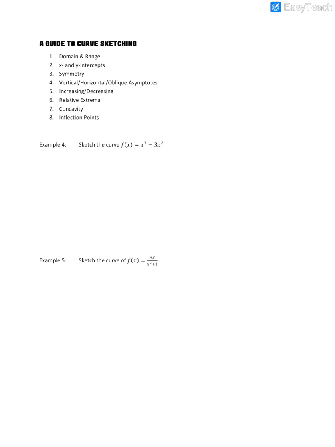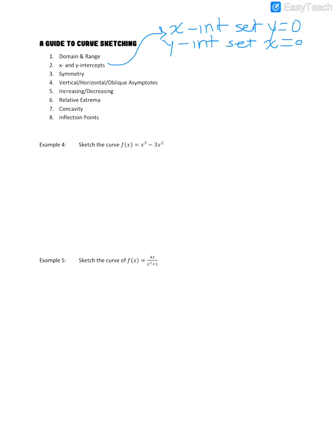Number one, we want to think about our domain and range. That comes into play a lot if you have a radical or something like that. Number two, we want to find our x and y intercepts. Remember how to do that: for our x-intercepts, we set y equal to 0, and for our y-intercepts, we set x equal to 0. Number three, we want to think about symmetry. For instance, a parabola has symmetry.